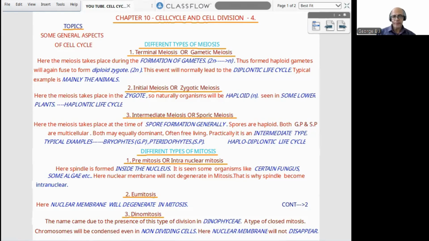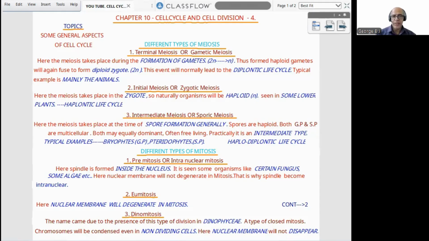Third is in between these two. Here the meiosis takes place at the time of spore formation, generally, like microspore mother cell, megaspore mother cell, likewise. Spores, basically, are normally haploid. Both gametophytes and sporophytes are multicellular, and both may be equally dominant or often free living. So practically it is an intermediate type.